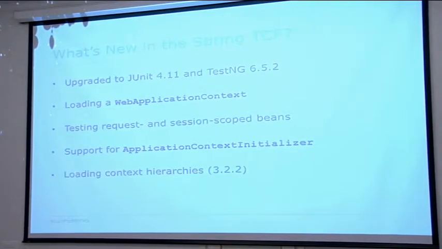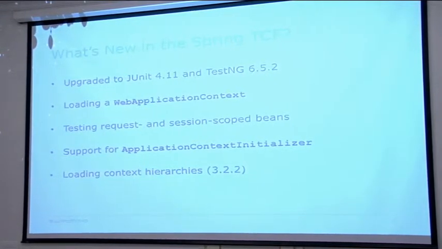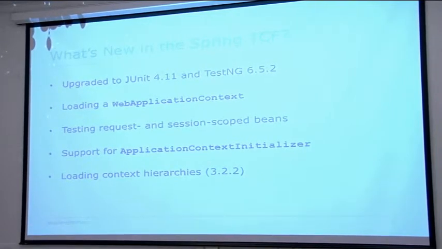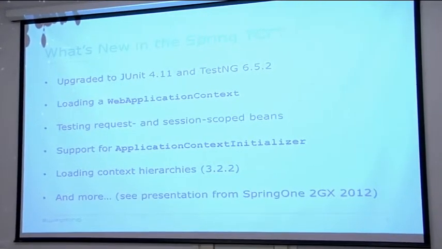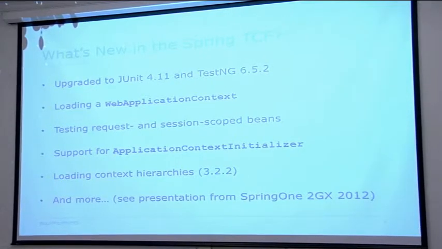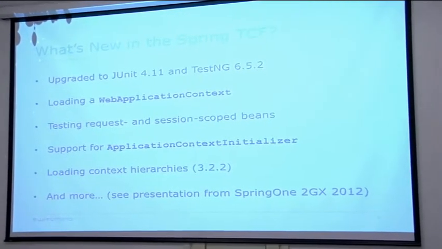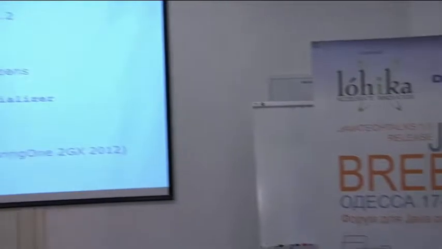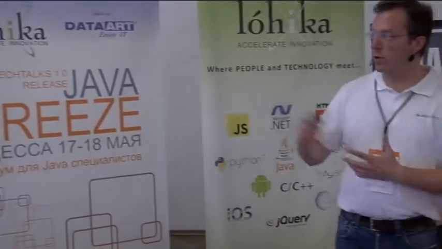And last but not least in this regard, loading context hierarchies was not added in Spring 3.2 because I didn't finish the work, but I finished it by 3.2.2, so it's available as of 3.2.2. There are some more smaller features and updates made in the testing support in general. I don't have time in these 45 minutes to discuss it all, but Rossen and I gave a talk at Spring 2GX in Washington, D.C. last year. You can find that online, and it has a lot more information.